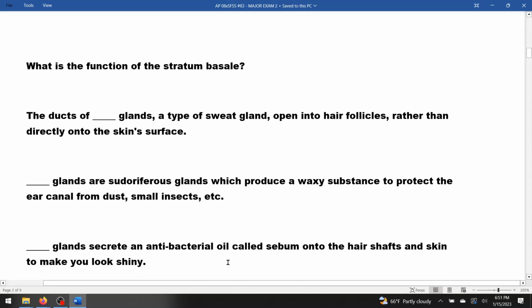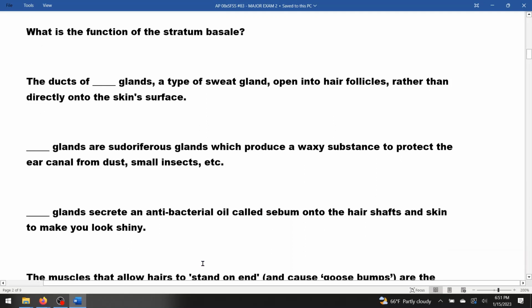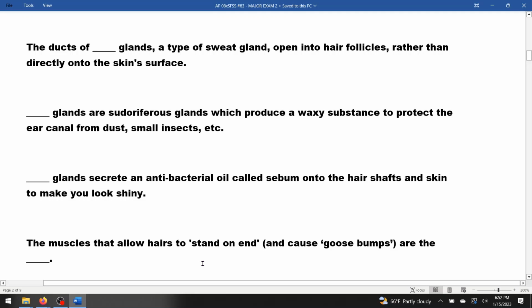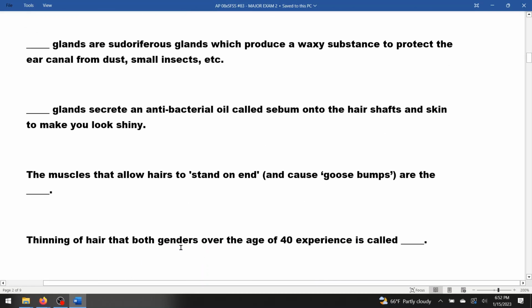Blank glands secrete an antibacterial oil called sebum onto hair shafts and skin to make you look shiny. Of course, this is important in mate selection and looking healthy. So which glands do this? Well, the sebum is the key here. That would be the sebaceous glands. The muscles that allow hairs to stand on end and cause a phenomenon known as goosebumps in Western culture are, that would be the erector pili muscles. The thinning of hair that both genders over the age of 40 experience is called alopecia. Not quite balding, but thinning of the hair.